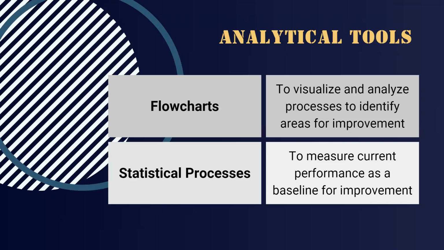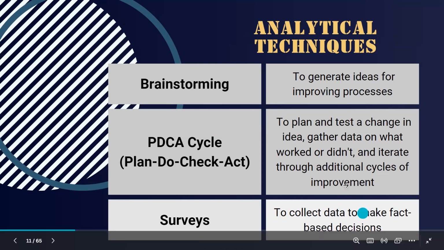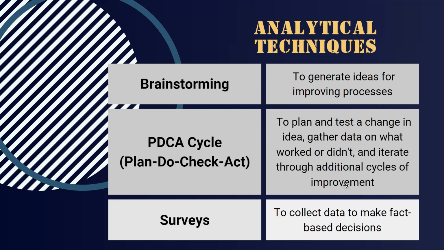The analytical tools, for example, flowcharts, are used to visualize and analyze processes to identify areas for improvement. Statistical processes are used to measure current performance as a baseline for improvement. And analytical techniques, for example, brainstorming, is used to generate ideas for improving processes. PDCA cycle, plan, do, check, and act cycle, is to plan and test a change in idea, gather data on what worked or didn't, and iterate through additional cycles of improvement. Surveys are used to collect data to make fact-based decisions.